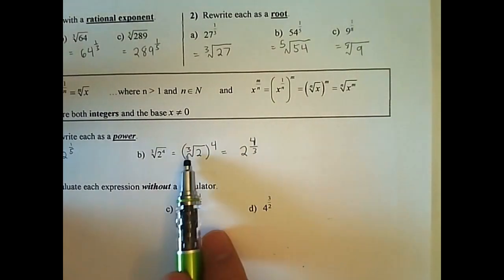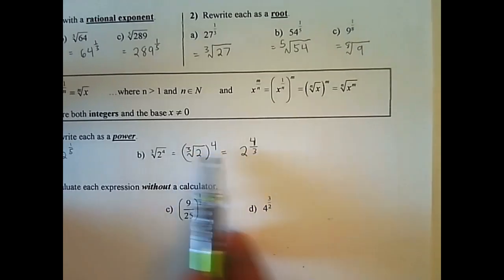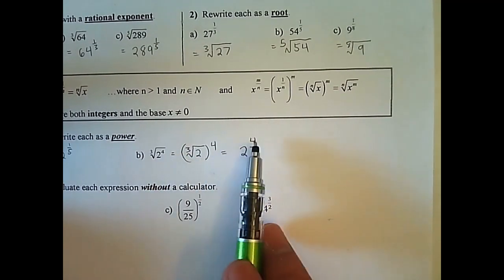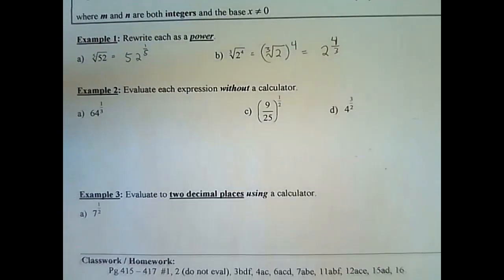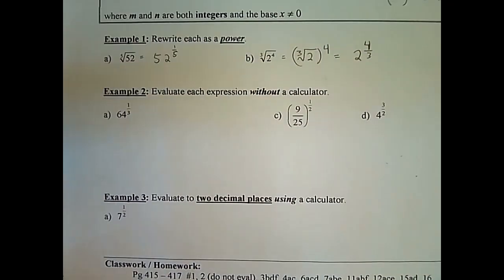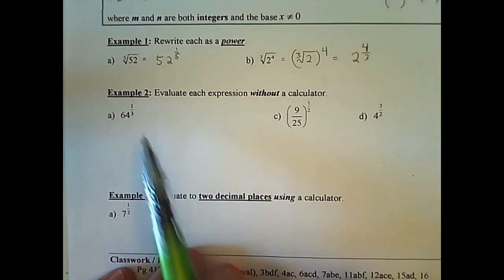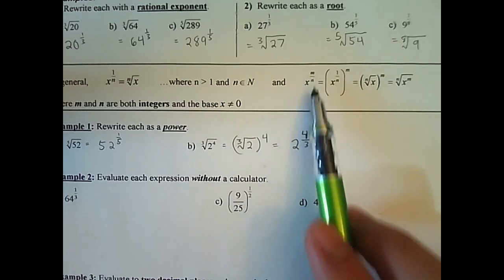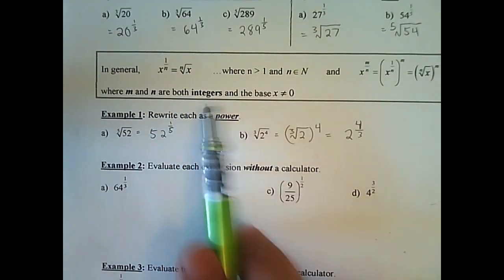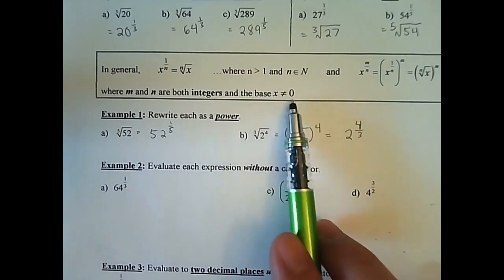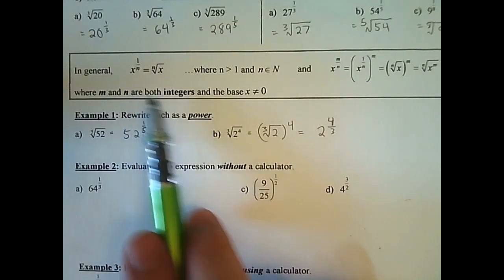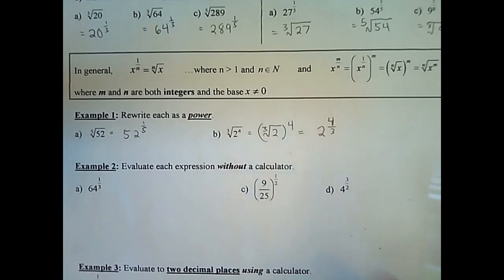Because the root here, the cube root, is the denominator, and the power, the exponent here, is the numerator. So now we're actually going to evaluate each of these expressions without using a calculator. Just to go back, I did mention here that m and n are both integers, and the base x cannot be equal to 0. These are the restrictions we have on the second part of our definition.